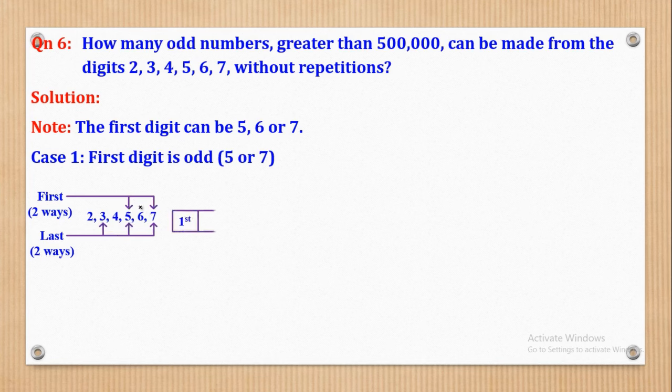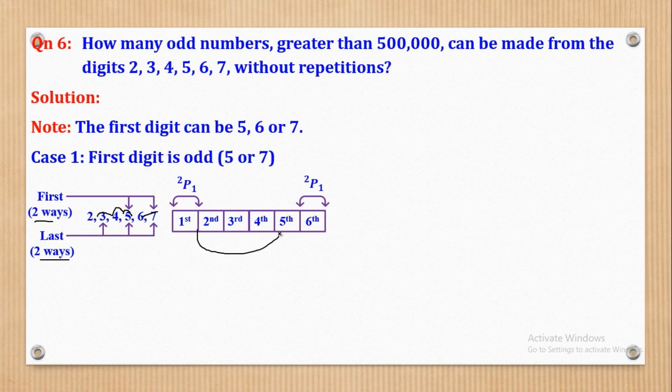Therefore, we shall put our positions. The first one, you have two ways to pick from, so it will be 2 permutation 1. And also the last one, there are two ways, so it will be 2 permutation 1. And for these ones, when you pick two, it will be left with 1, 2, 3, 4. So there are four digits to fill the four spaces, so it will be 4 permutation 4. And when I multiply all of them, that is the first case.